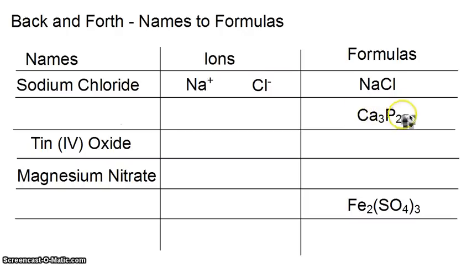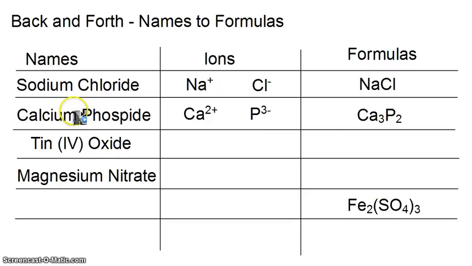When I'm given a formula like Ca3P2 and I want to figure out the name, I do kind of the opposite. I always figure out what ions it's made out of first. Ca, if I look it up on the periodic table, is calcium, and it makes a 2 plus ion. P, phosphorus, makes a 3 minus ion. The name of the 2 plus ion would just be calcium. The name of the P3 minus ion would be phosphide. So this would be named calcium phosphide.